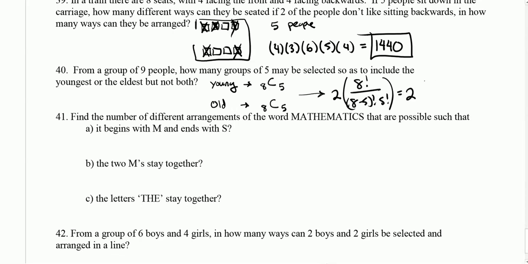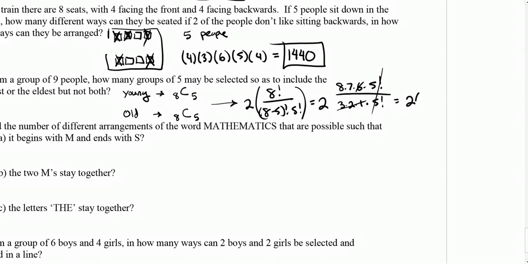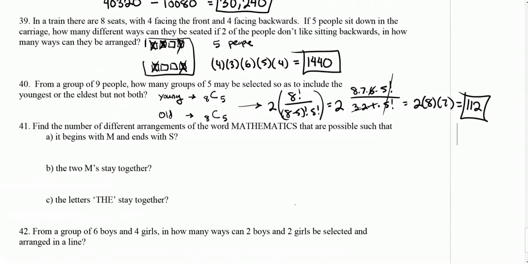So this is 2 times 8 times 7 times 6 times 5 factorial over, 8 minus 5 is 3, so 3 times 2 times 1, that's your 3 factorial, times another 5 factorial. 5 factorials cancel out. 3 times 2 times 1 is 6, canceling out with the 6. So now we have left 2 times 8 times 7, and 16 times 7 is 112 different groups.